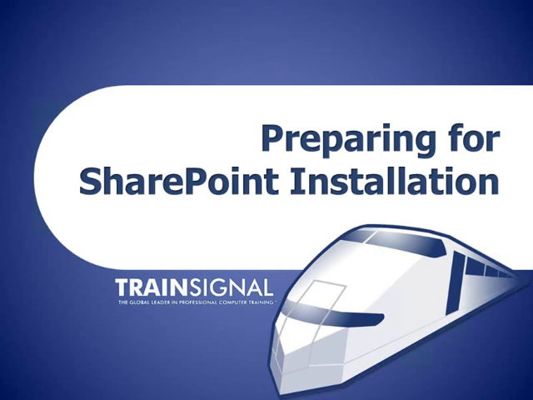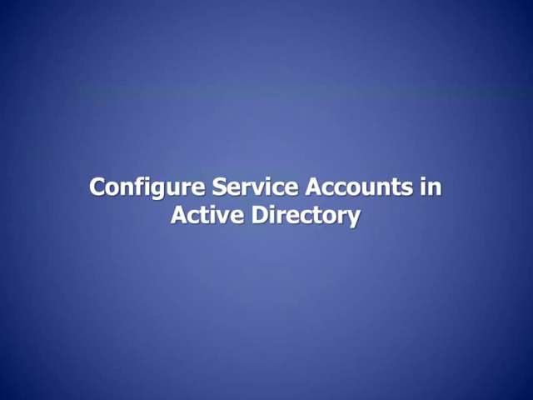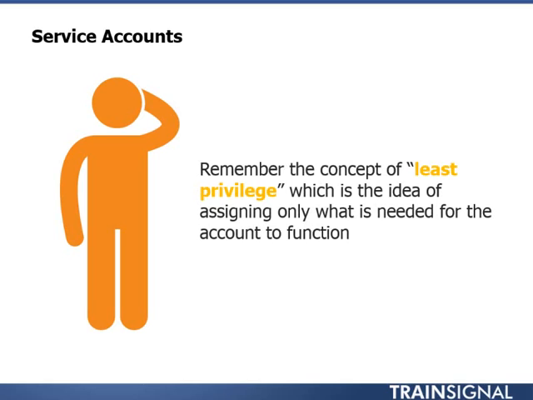And the very first thing that we're going to do is configure some service accounts in Active Directory. Now we're doing this for added security and organization. And we're going to do this using the concept of least privilege. What this means is we are going to assign only what is needed for the account to function. And that means you can control and manage the exact level of permissions that SharePoint can operate under. This is a very, very important thing.